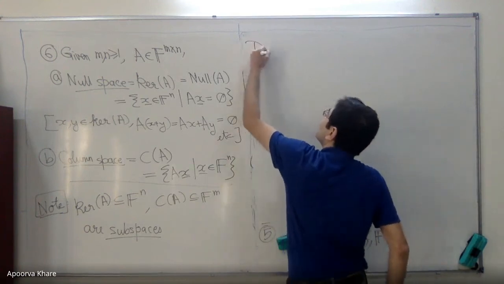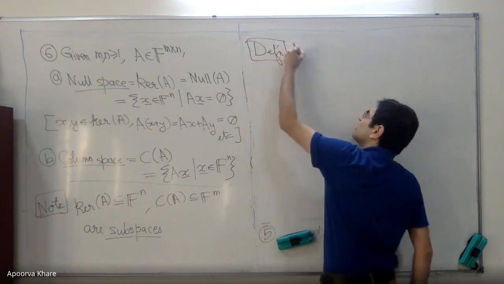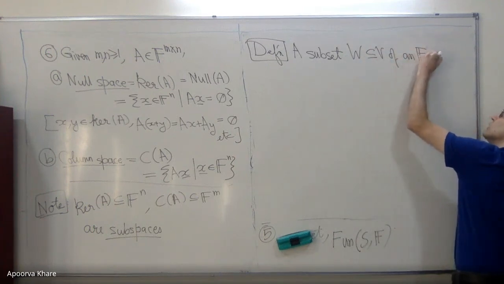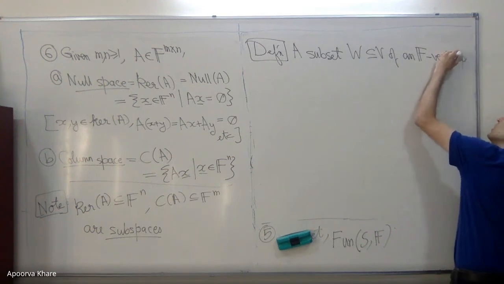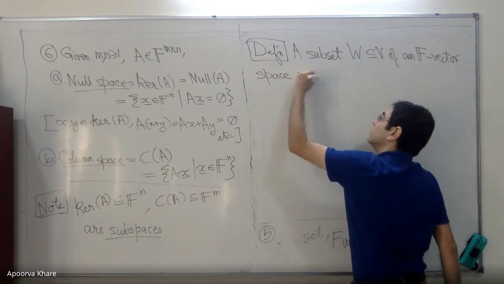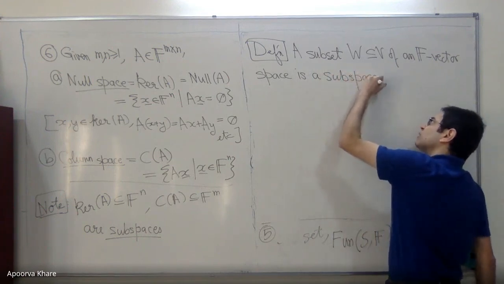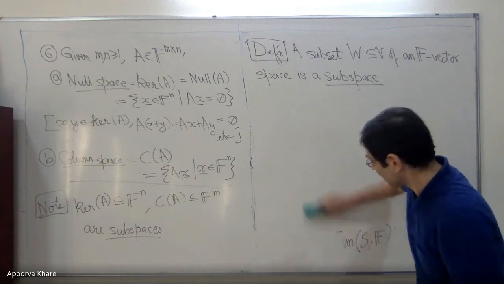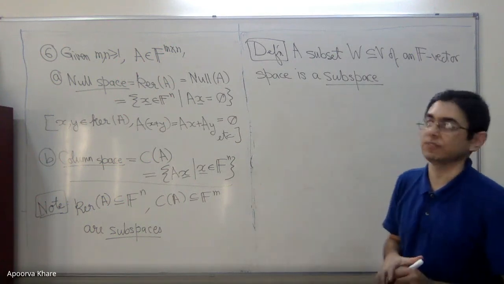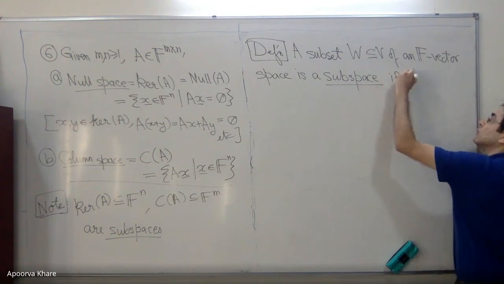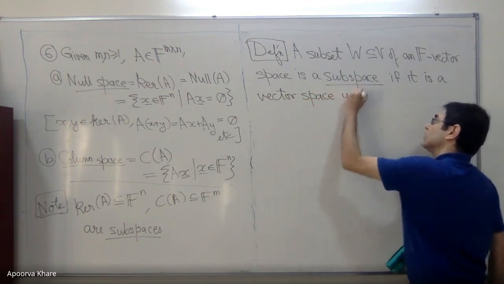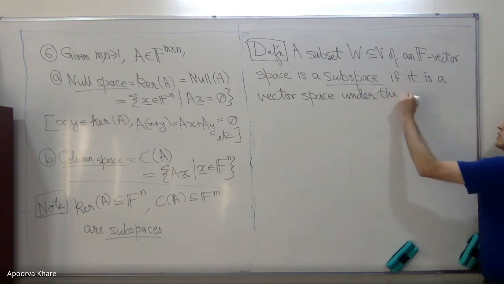Definition. A subset of a vector space is a subspace. First of all, it must be a subset. But of course, not every subset is a subspace. So when is a subset a subspace? It is when it is a vector space itself under the same operations as V, under the vector space operations in V.